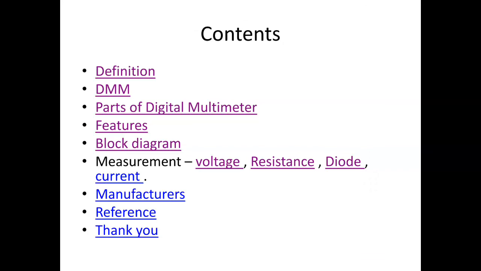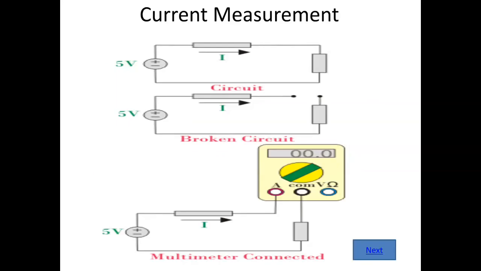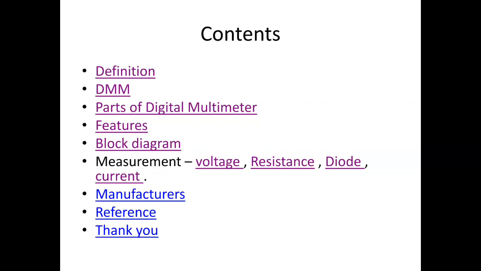The next is my current measurement. So this is regarding your current measurement. Fine. The connectivity should be broken and my multimeter should be inserted in the current path. So I am breaking the connectivity of my circuit and inserting my multimeter in order to work my multimeter as an ammeter, right?